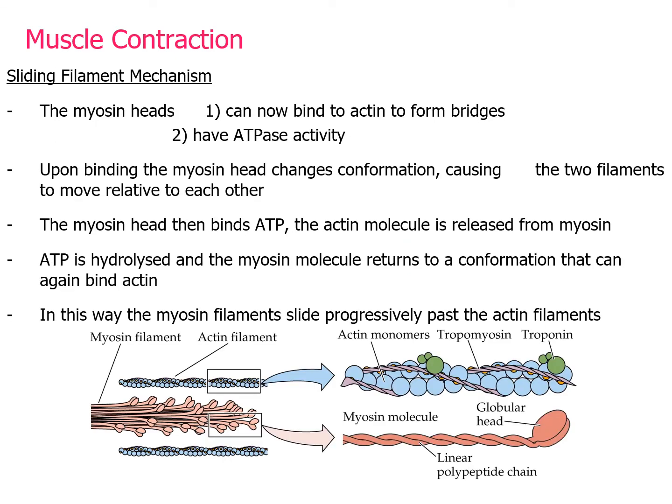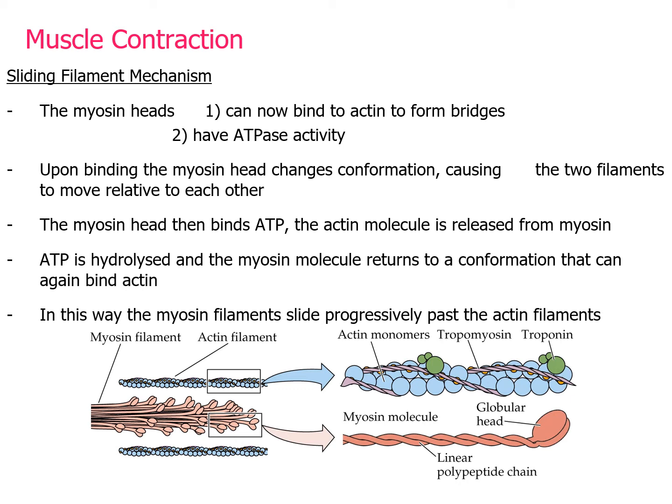Okay, so with that movement away of the tropomyosin and exposure of the myosin binding site, myosin heads can now bind to the actin, and the myosin heads have ATPase activity. In other words, they can cleave ATP, releasing energy.